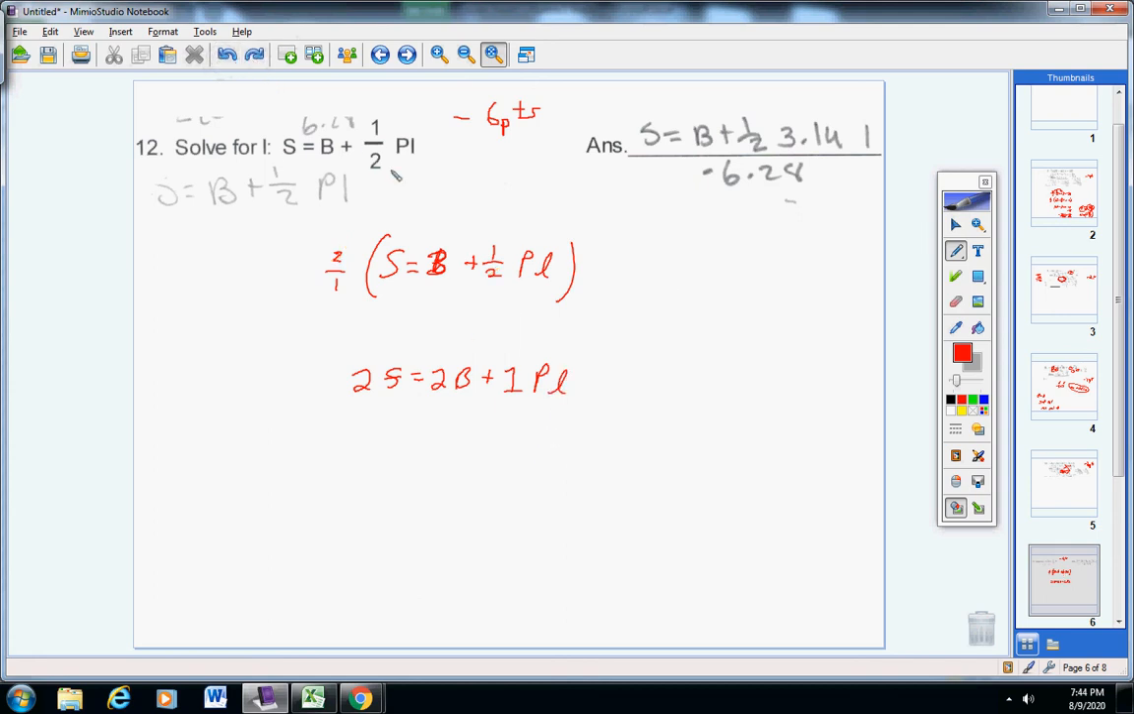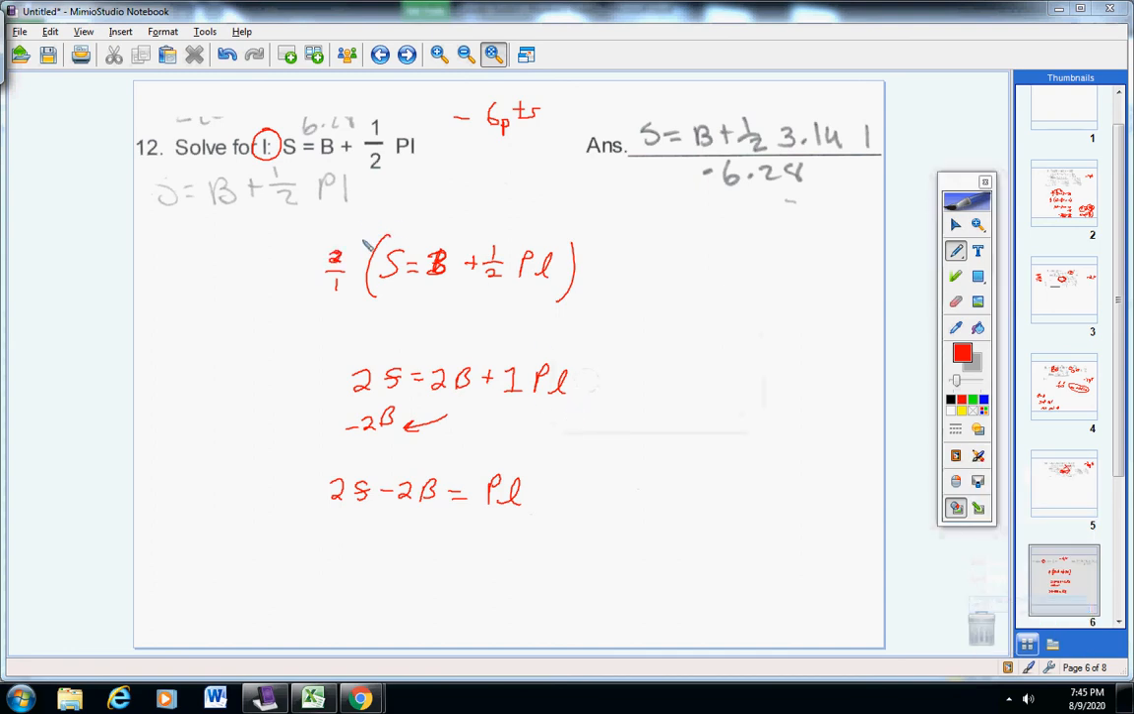Now next, what are you solving for? L. So this term does not have an L. This term does not have an L. But this term does. So you want to get this term here all by itself. So bring your 2b over, make it a negative 2b. So you're left with 2s minus 2b equals 1pl. Now remember, if there's a 1 in front of a term, you don't have to put the 1, just put pl.